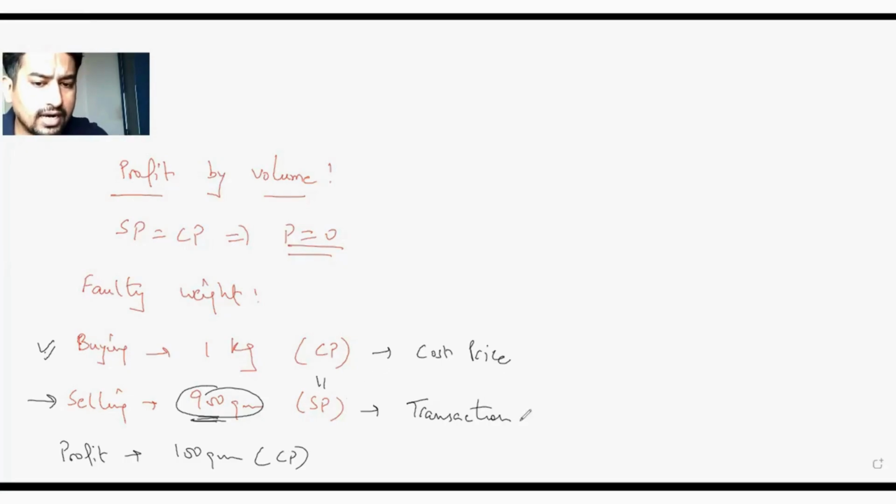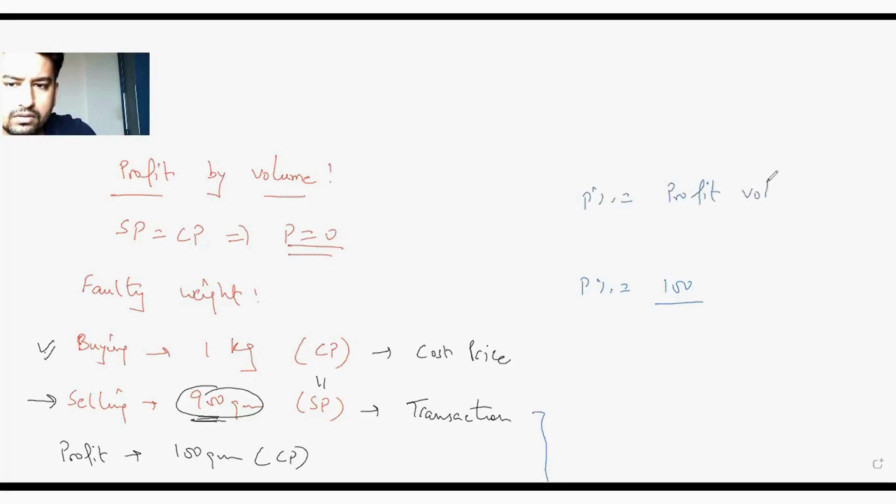And why did I say it is on transaction? What do you understand from here? If I try to calculate my profit percent here, what is the profit percent? My profit is in terms of volume, so 100 grams is the volume upon... So when I apply the formula here, profit percent would be equal to the profit volume upon the transaction volume into 100.